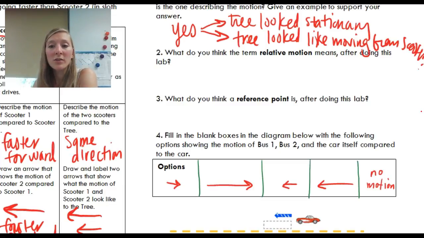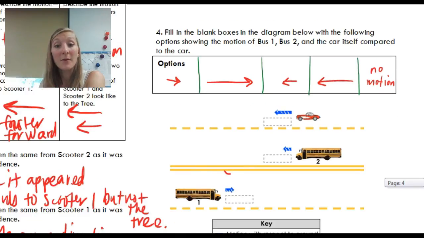Okay? So what do you think the term relative motion means after doing this lab? And what do you think a reference point is after doing this lab? So first thing you want to probably know, in this case, relative motion doesn't mean like uncle, cousin, sister, aunt, whatever. It means compared. So that's a hint about relative, means compared. And then think about reference point. Okay? Here's another thoughtful face. Did you pause it? I'll do it again. Okay. So now we're ready to move on to number 4.